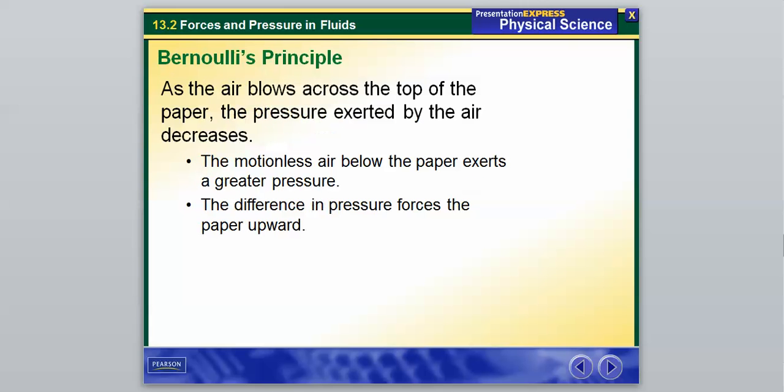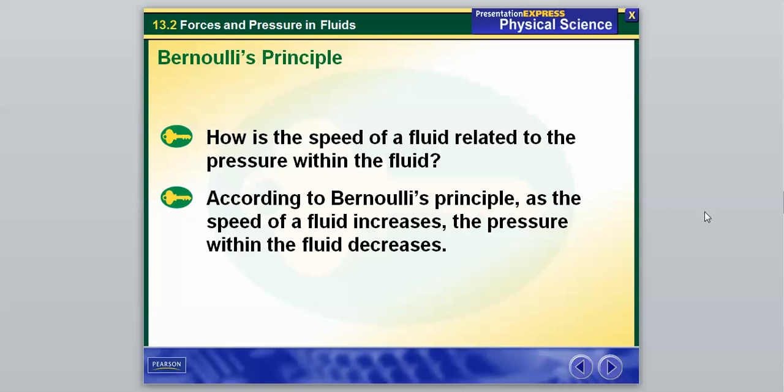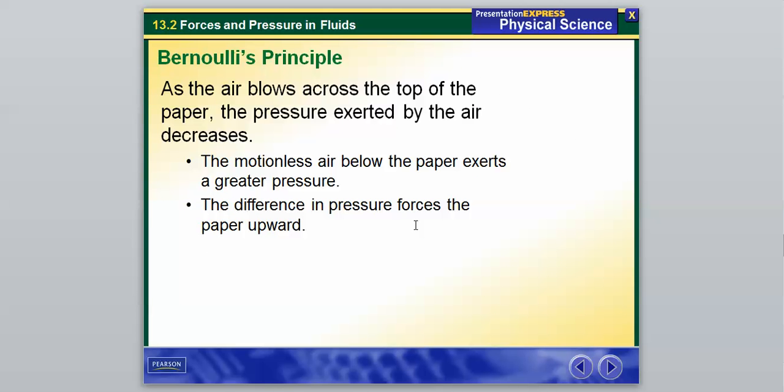And the reason why that happens is because as the air blows across the top of the paper, the pressure exerted by the air decreases. So it's faster. Again, as the speed of a fluid increases, the pressure within the fluid decreases. So you blow across the top of the paper, that means the pressure on top of the paper is lower, so the pressure below is higher. So the motionless air below the paper is going to exert a greater pressure, and the difference in pressure forces the paper upward. We're going to talk about this more in class, and we'll do it then. That's a really good illustration of how Bernoulli's principle works.